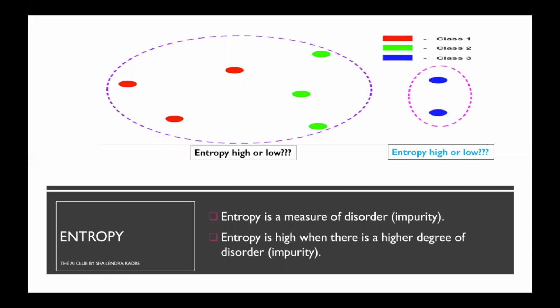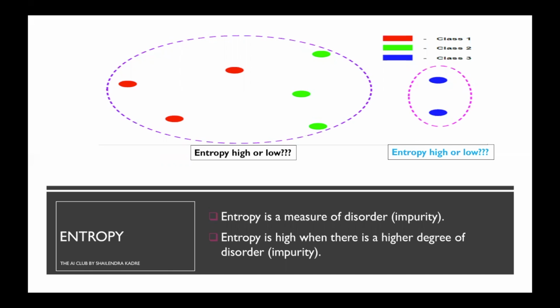So now how to measure the homogeneity? These are a few of the measures. One is entropy. Entropy you would also have read about in high school science subjects. Entropy is a measure of disorder or impurity. So entropy is high when there is a higher degree of disorder or impurity.